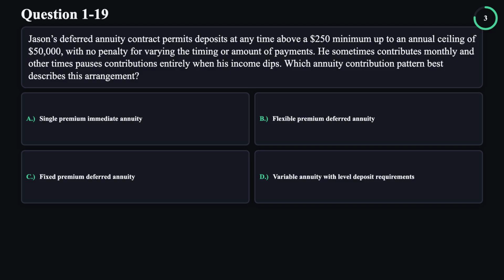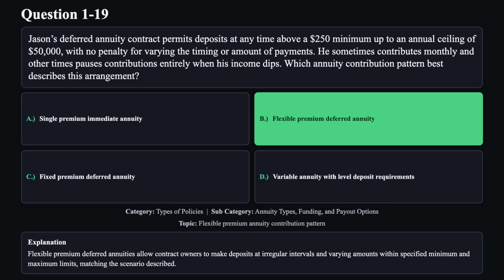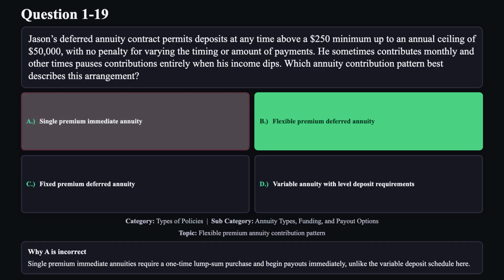The correct answer is B. Flexible premium deferred annuities allow contract owners to make deposits at irregular intervals and varying amounts within specified minimum and maximum limits, matching the scenario described. Reason A is not correct. Single premium immediate annuities require a one-time lump sum purchase and begin payouts immediately, unlike the variable deposit schedule here.